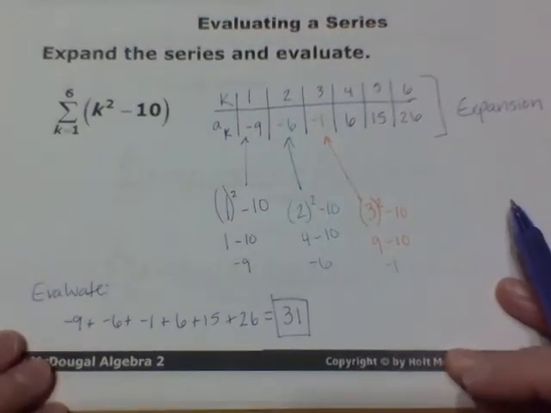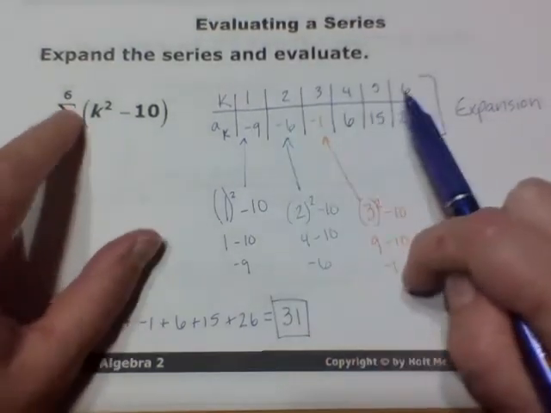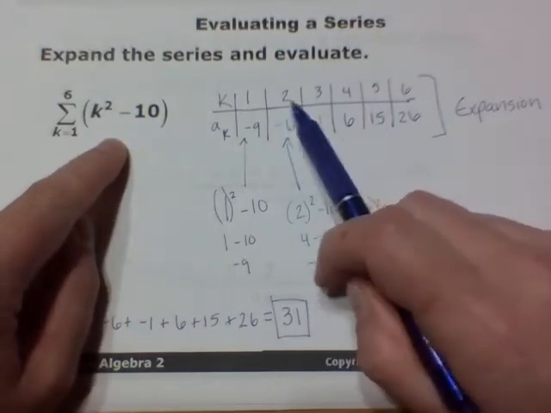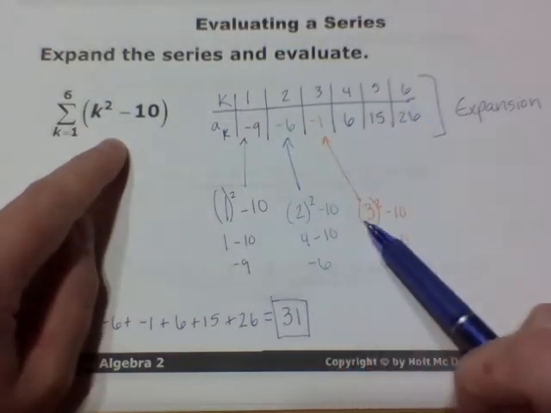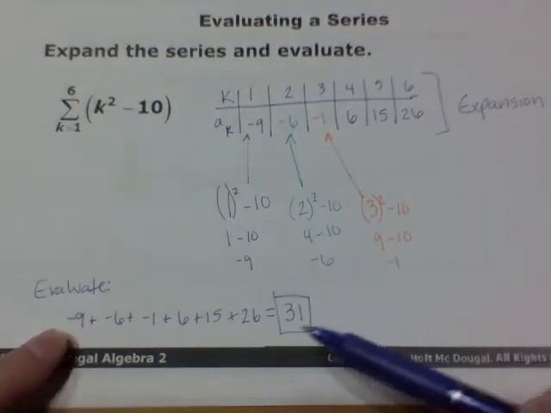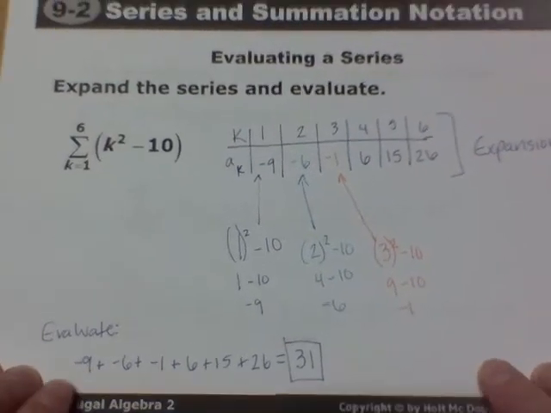All right, so again, we knew our terms went from 1 to 6 because of those numbers. We knew that these were our terms because we plugged in the k value to each of them and got the new number. And then to evaluate, we had our addition of all of them.